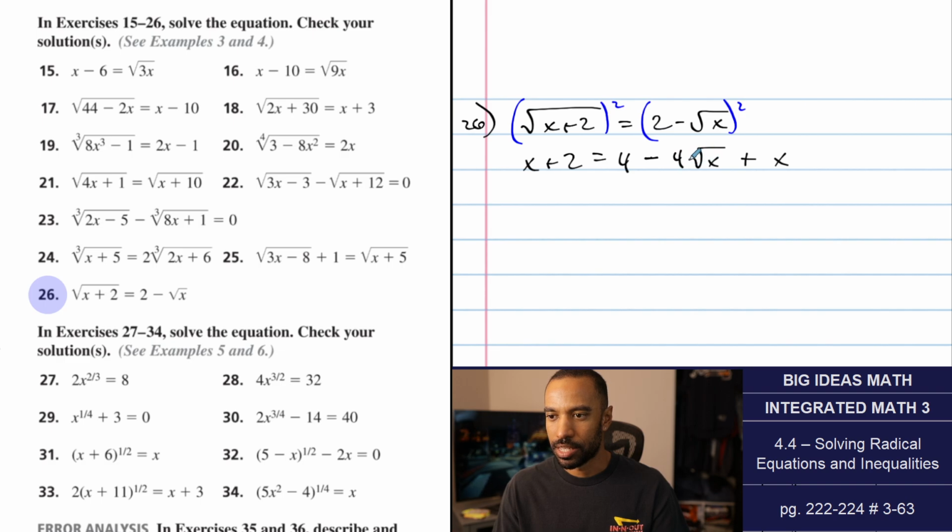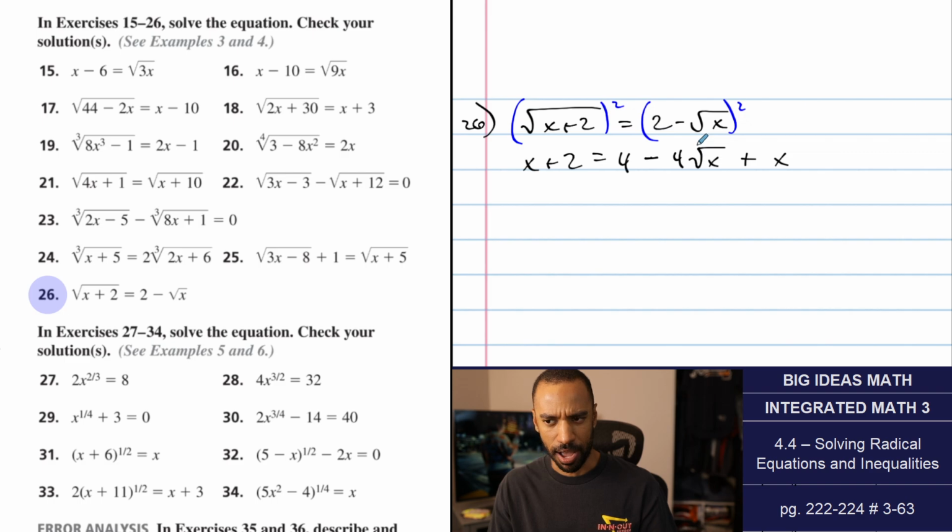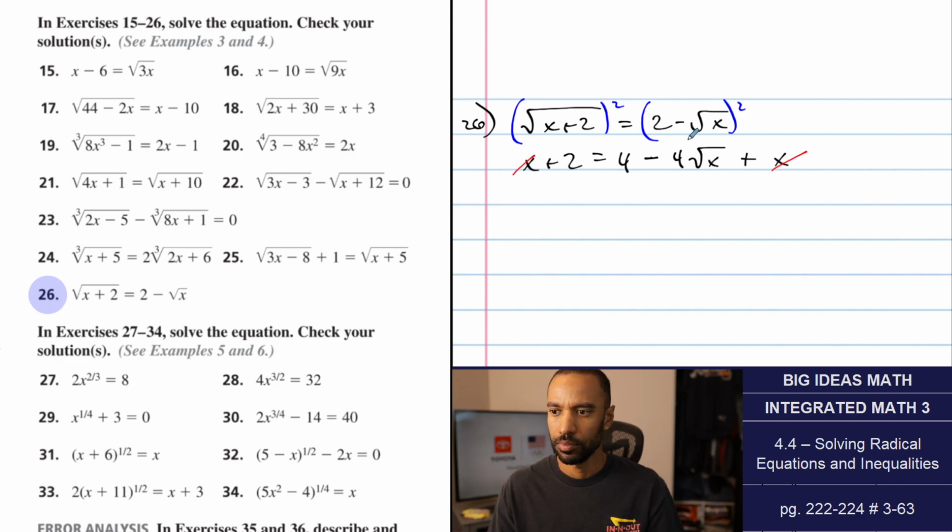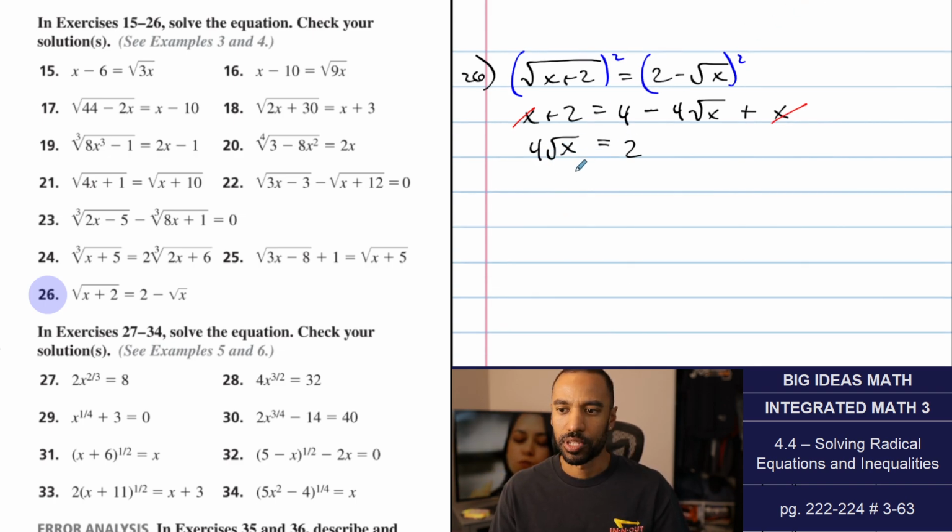Let's isolate this thing here. Now it's a negative 4 root x. I'd like for it to be positive. So let's subtract x from both sides. Those will go away. Actually, let's add 4 root x over, and let's subtract 2. There we go, I like that more. Let's divide both sides by 4, and you get 1/2. Square root of x is 1/2. Let's square both sides, and you get x equals 1/4. There's only one solution to that. Let's see if it works.